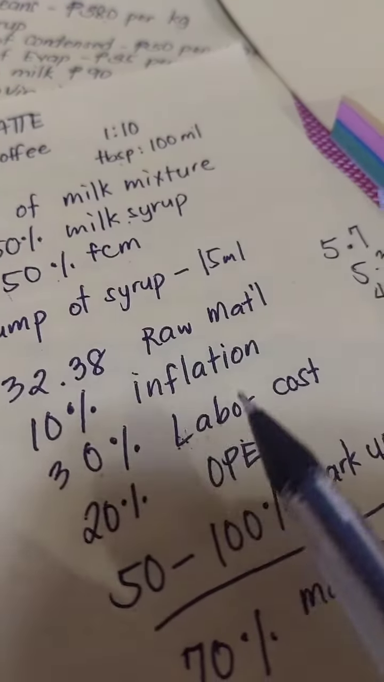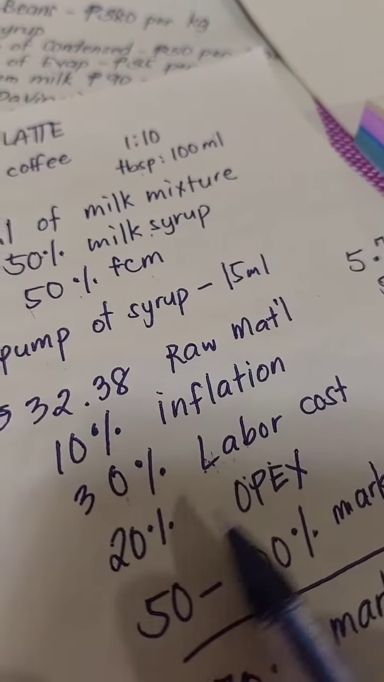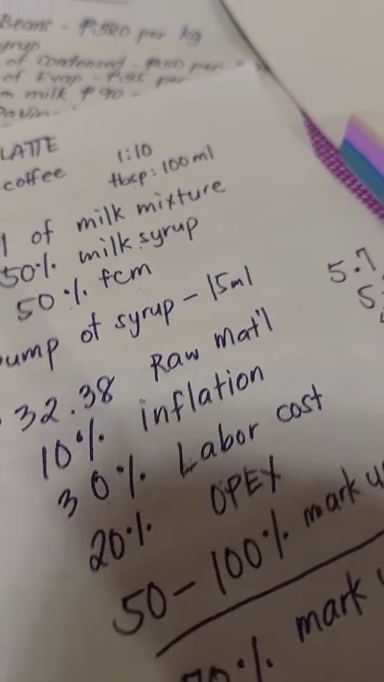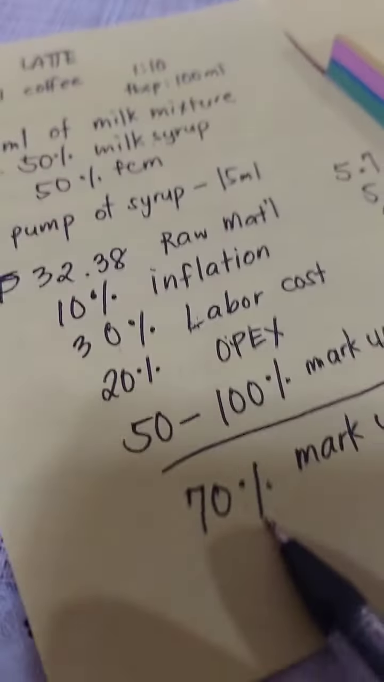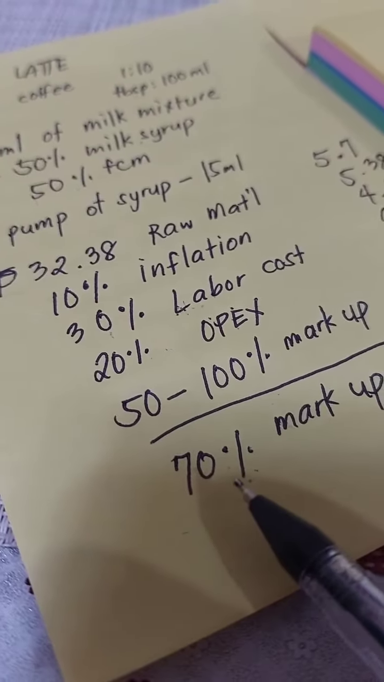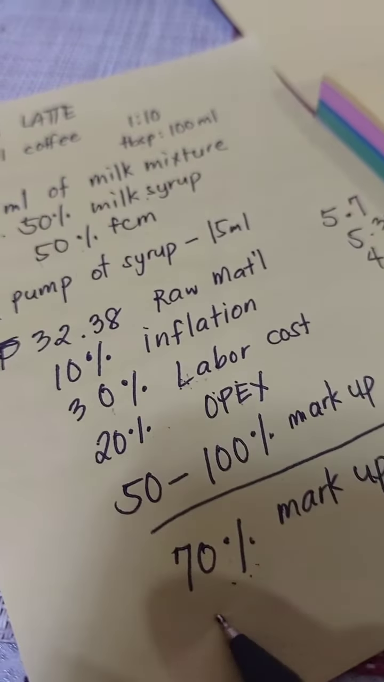Sa OPEX, sa renta, kasi nagbabayad na ako ng renta, ng kuryente, ng tubig. So, I will again get 32.38 times 20%. That is 6.48. Sabi na nating 70% ang ginamit ko. So, 70% of 32.38 is 22.67.